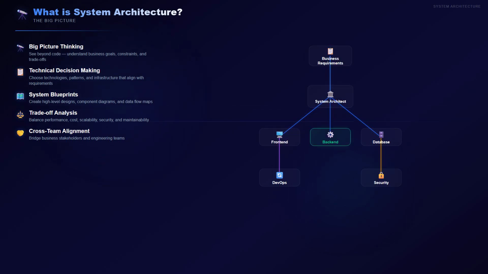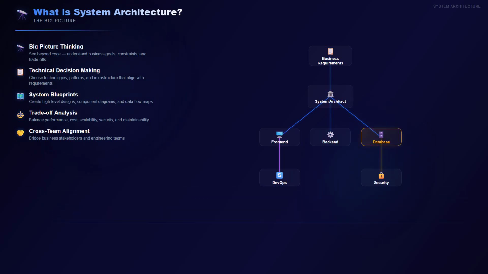Think of it like this. A developer is a skilled carpenter building a room. An architect designs the entire building, deciding where the rooms go, how the plumbing runs, and how many floors the structure can support. One of your most important skills is trade-off analysis. There's never a perfect solution. You must balance performance versus cost, consistency versus availability, simplicity versus flexibility.